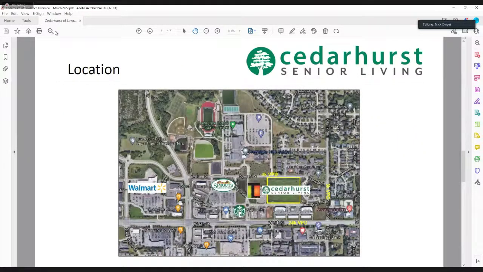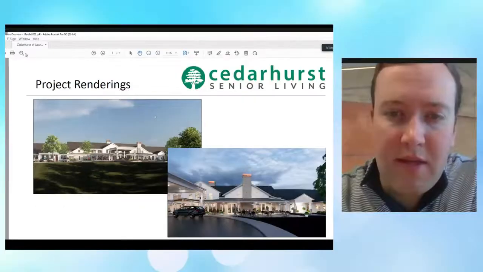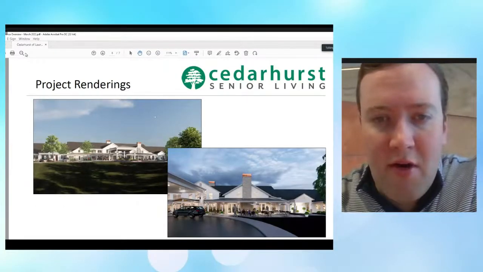This is just to give you an overview of the location. We're on a 6.5 acre tract within the Bower Farm subdivision. So really the last developable tract in that area, just south of Free State High School and just east of Theater of Lawrence. And these are just some additional exterior renderings.